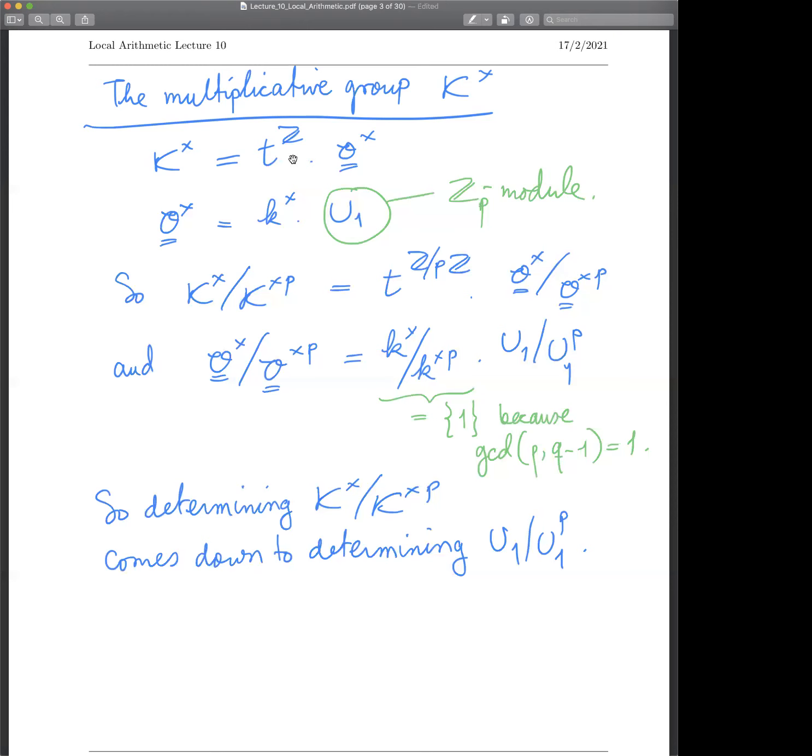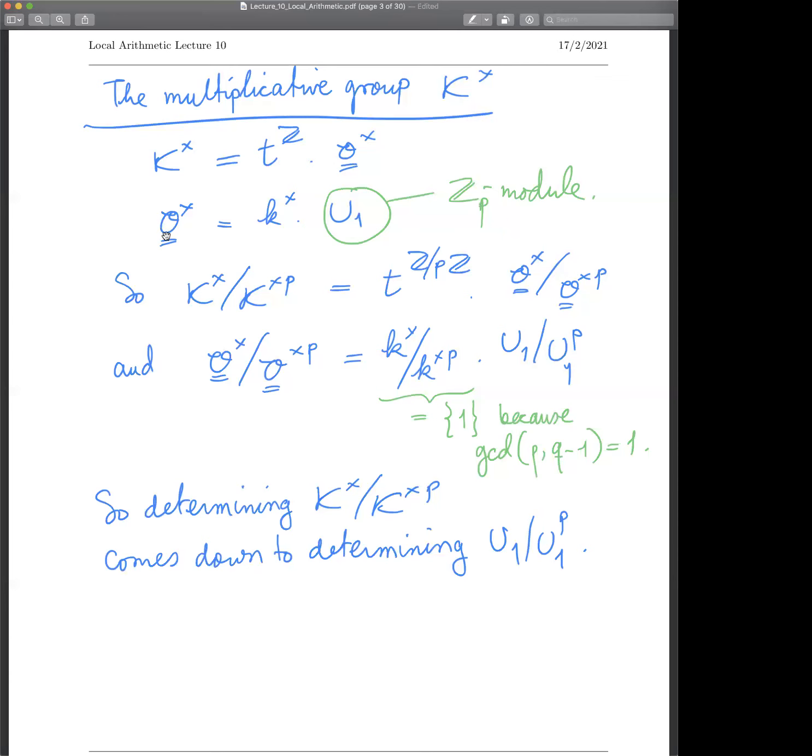And why is it the direct sum? For being a direct sum, you need two things. The intersection should be just the trivial element, and together they should generate the whole of K star. And in this case, they do, because every element of K star can be written as a power of T times a unit. And that thing is unique. That is exactly what it means to say that K star is the direct sum of these two things.